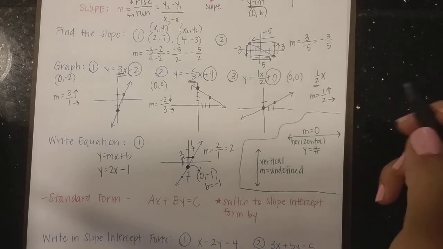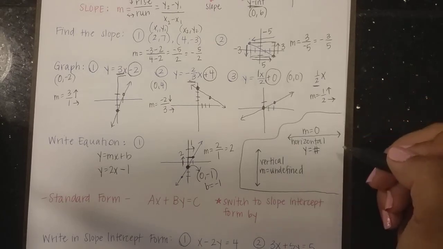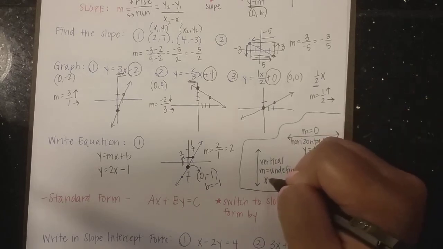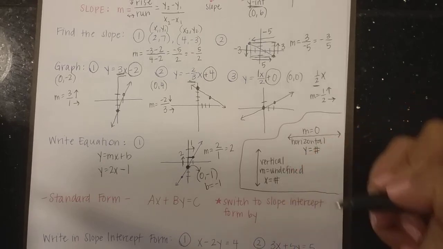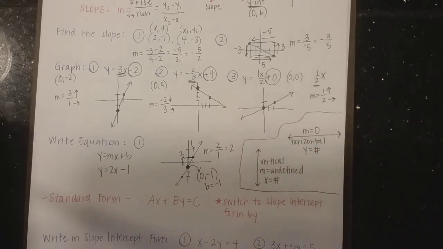And then my equation is like the opposite of the horizontal. Instead of a y, it's going to be x equals a number. So it might be x equals 1, x equals 3, x equals 12. Those are all of your horizontal and vertical lines. So you got to pay attention. If I give you y equals a number, you automatically know your slope is 0. If I give you x equals a number, you automatically know your slope is undefined.